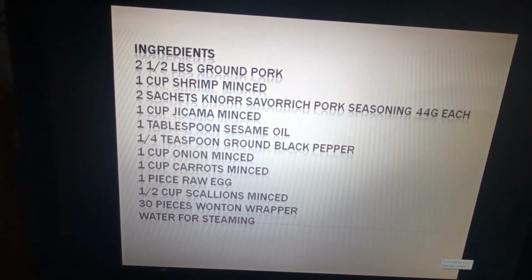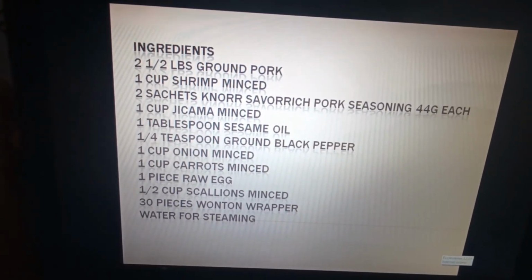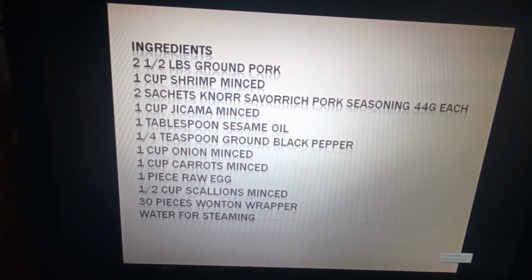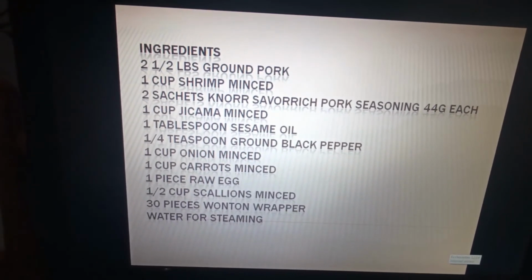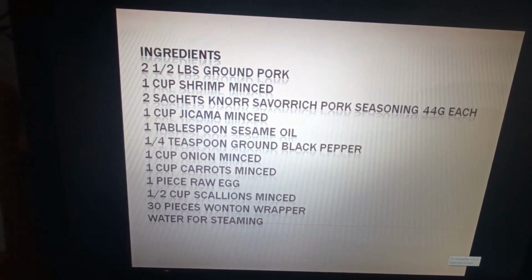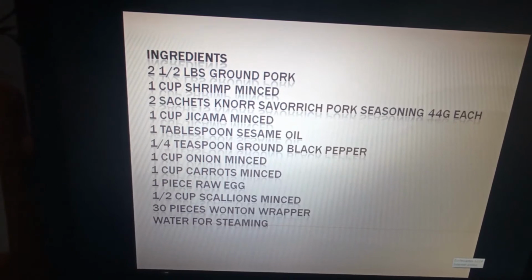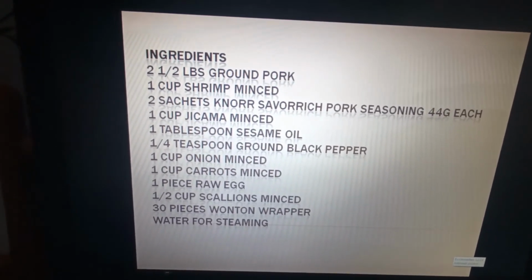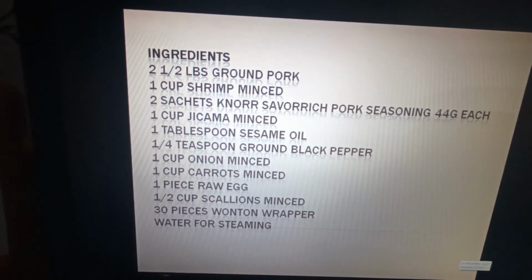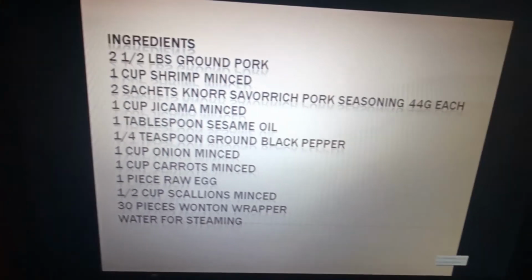The ingredients are 2.5 pounds of ground pork, 1 cup shrimp mince, 2 sachets Knorr Savor pork seasoning, 1 cup jicama mince, 1 tablespoon sesame oil, 1/4 teaspoon ground black pepper, 1 cup onion mince, 1 cup carrots mince, 1 piece raw egg, 1/2 cup scallion mince, and 30 pieces of wonton wrapper. Butter for steaming.